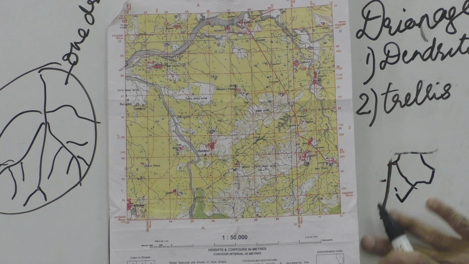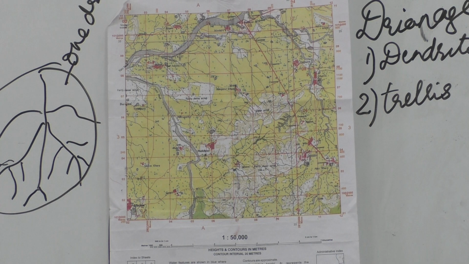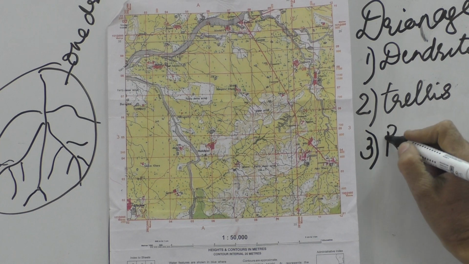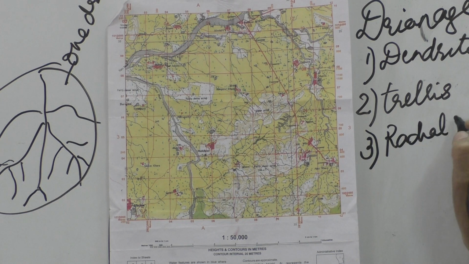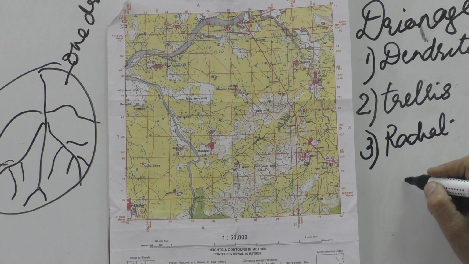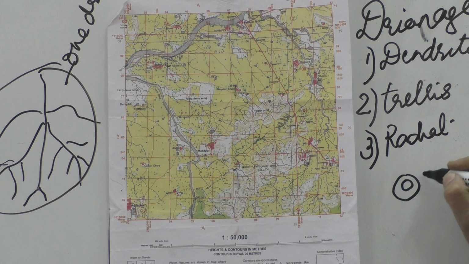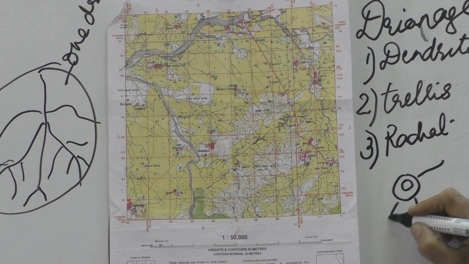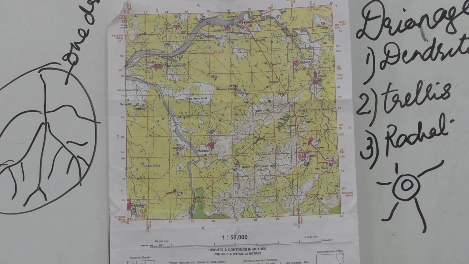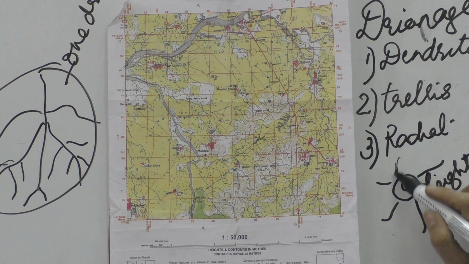And then the next one is called the radial pattern. From a particular height you will find that the streams are coming out. From a height you will find the streams coming out, and this is called the radial pattern.